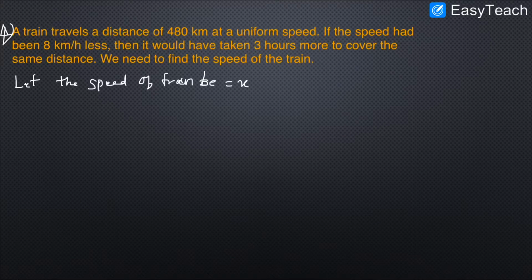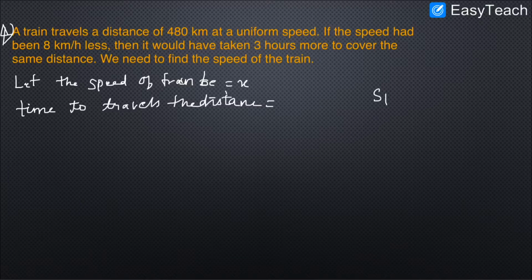Let's assume the speed of the train as x, and the time to traverse the distance as t. We know the speed formula: speed into time equals distance. This is the distance formula. So from this formula, if you want to calculate the time, t equals distance by speed.